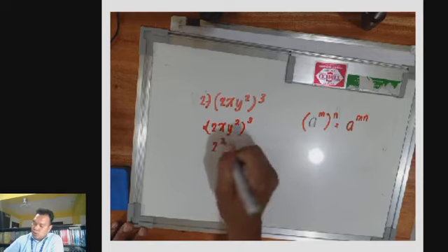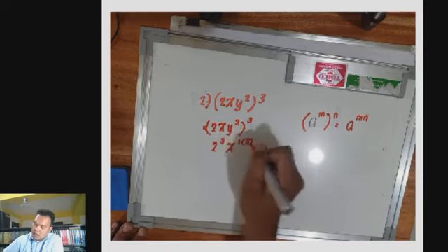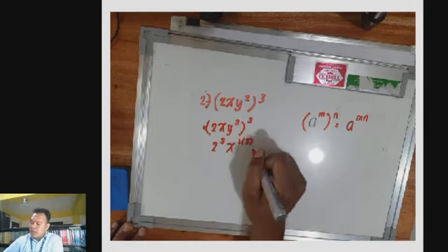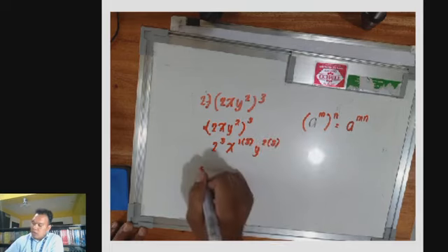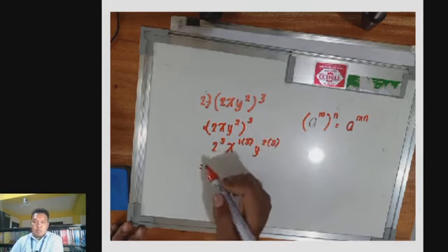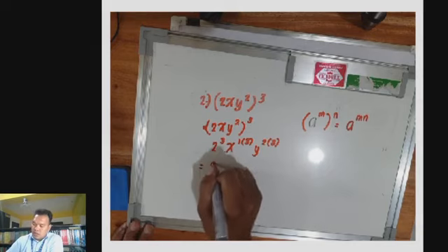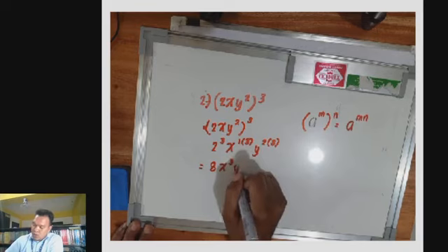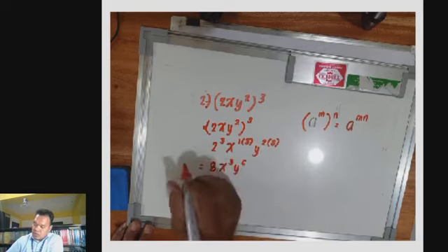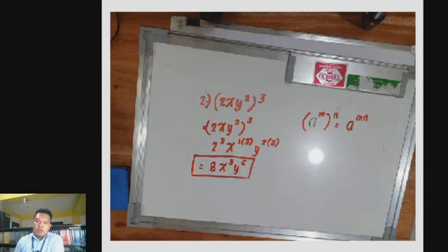2 cube then x, 1 times 3. Kasi nga may 1 naman na power yan. Then y, 2 times 3. Therefore, our answer will be 2 times 2 is 4 times 2 is 8. X, 1 times 3 is 3. Y, 2 times 3 is 6. So, the final answer will be 8x cubed y raised to 6.